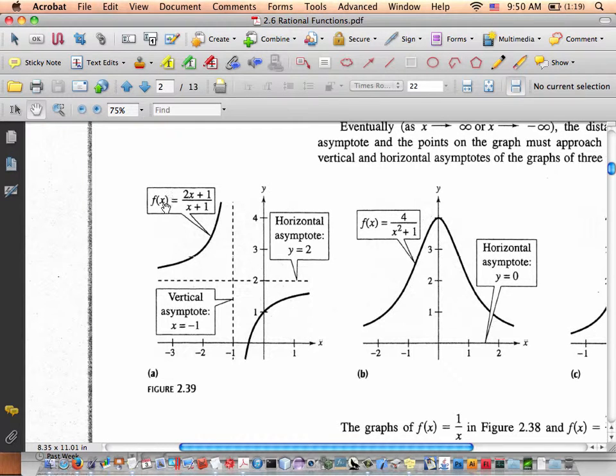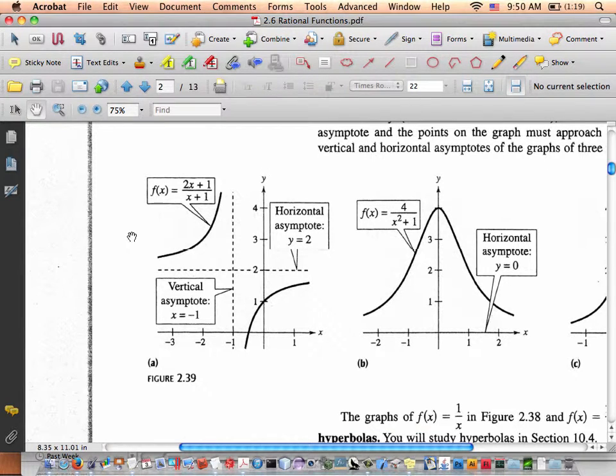Here's the function f of x equals 2x plus 1 over x plus 1. What is the excluded value here? Negative 1, right? Does that make sense? Okay, so we can't let this be negative 1, so what we do, Abby, is we approach negative 1 from the left and from the right. And look what happens. As we approach from the left, what's the function doing?